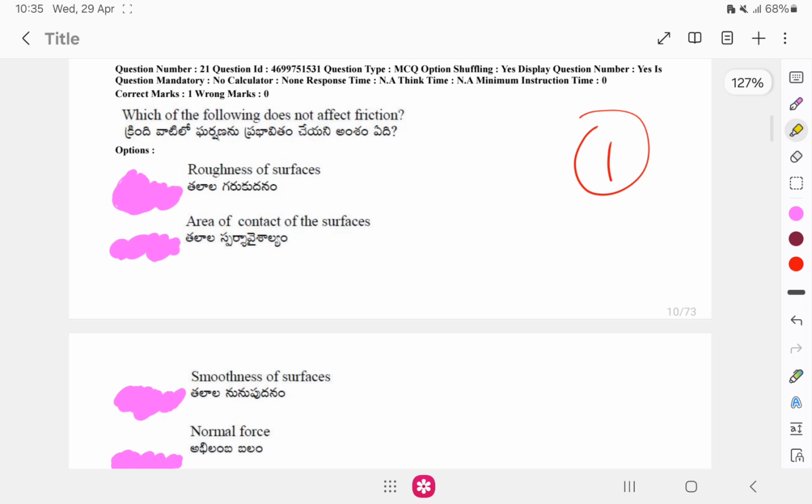What is the question friends? Which of the following does not affect friction? So friends, what do you think? What is the right answer? They are asking does not affect, and the right answer is area of contact of the surfaces. So friends, next question.